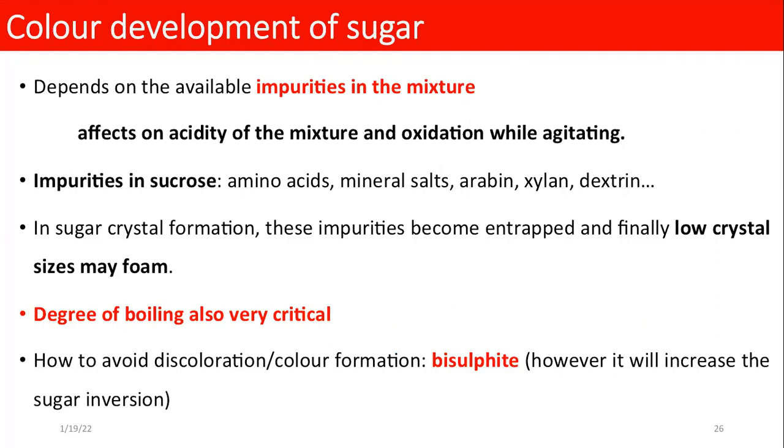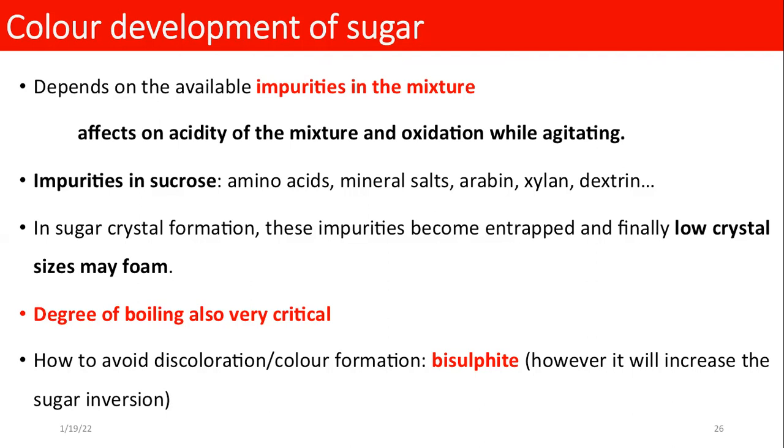Color development. Sometimes, as I told you earlier, when we use brown sugar and white sugar, the color is different. So what is the reason behind the brown and white of sugar? Basically, it is due to impurities. White sugar means it is a clean one, highly clean one. So some ingredients, some food additives, they use to clean it. But the brown one is not actually a clean one.